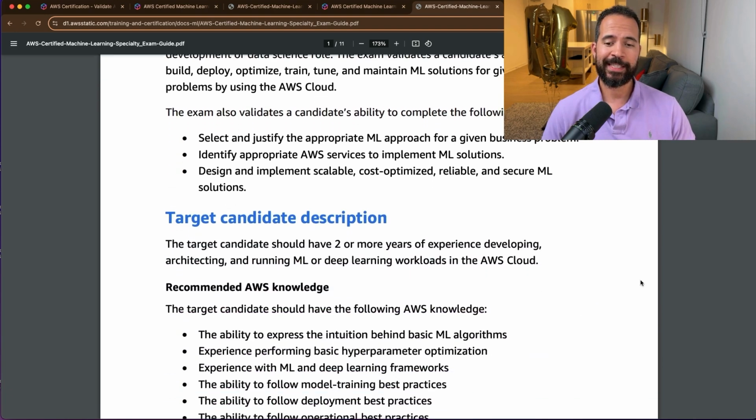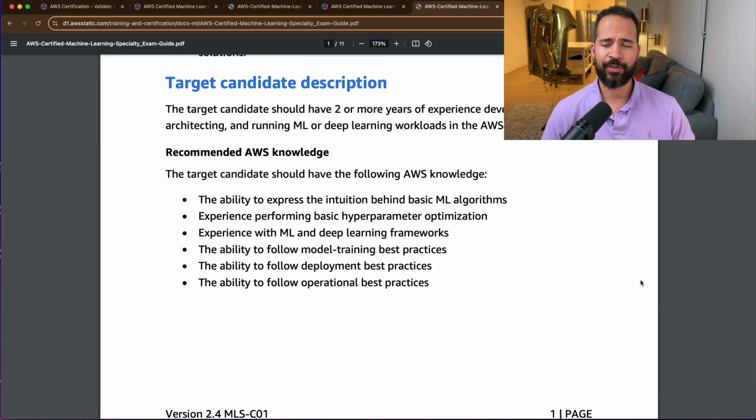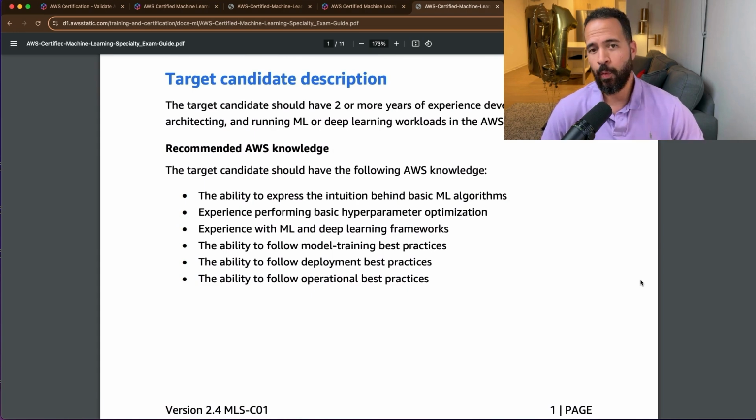Now let's go ahead and expand on that target candidate description. There's a key detail in here I want to emphasize. The target candidate should have 2 or more years of experience developing, architecting, and running machine learning and deep learning workloads in AWS. So right there, machine learning engineer associate was talking around 1 year. We've already doubled that. Matter of fact, it says 2 or more for machine learning specialty. So that's a big difference.